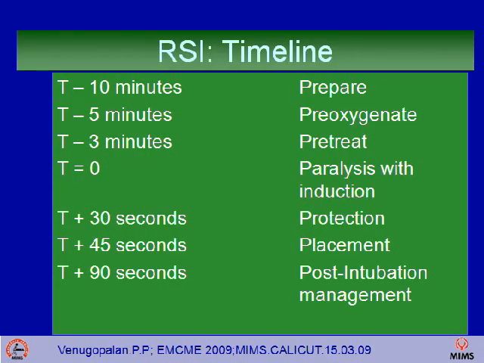Actually, this starts with a timeline. The timeline starts from -10. At -10 you start preparation, at -5 you start pre-oxygenation, at -3 you start pre-treatment, and at T0, timeline 0, the paralysis and induction will start. From there, at 30 seconds plus 30 seconds, you give the protection, that is cricoid pressure. At the 45th second, you should place the endotracheal tube, and at the 90th second, you should go for post intubation management.